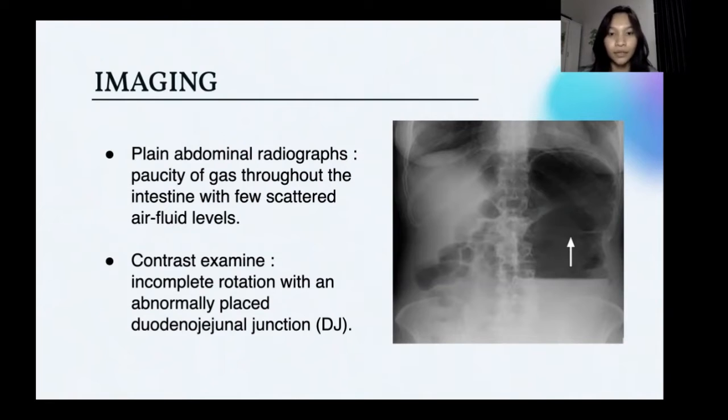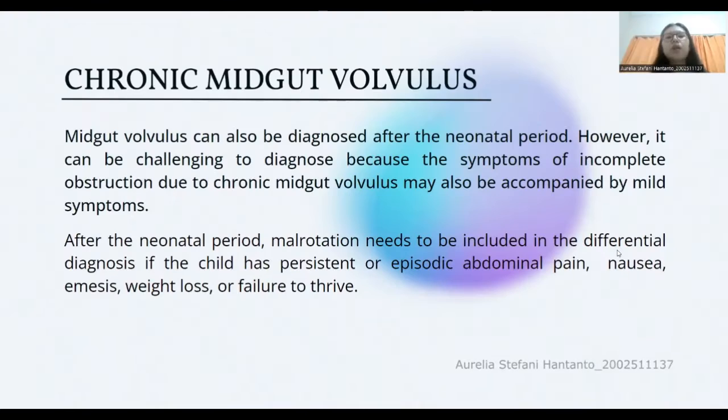Plain abdominal radiographs show paucity of gas throughout the intestine with few scattered air fluid levels, and contrast examination shows incomplete rotation with an abnormally placed duodenojejunal junction, or DJ. Now I will explain about chronic midgut volvulus.